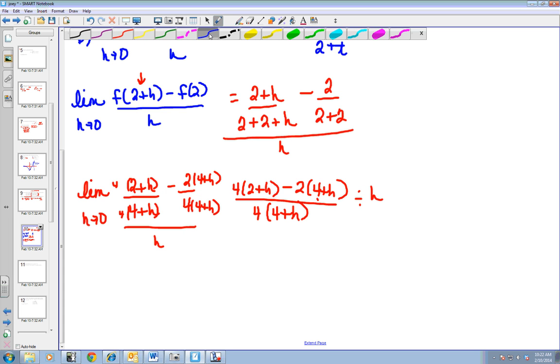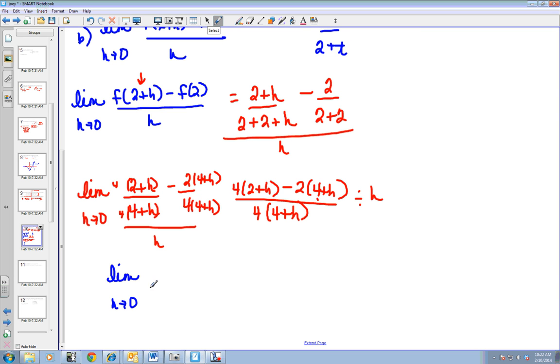So I'm still finding the limit as h approaches 0. Now I'm going to simplify this. Distributing my 4, I have 8 plus 4h, minus, distributing my negative 2, I have negative 8 minus 2h, all over 4 times 4 plus h, which is 16 plus 4h, times 1 over h. Instead of dividing, I'm going to multiply by the reciprocal.